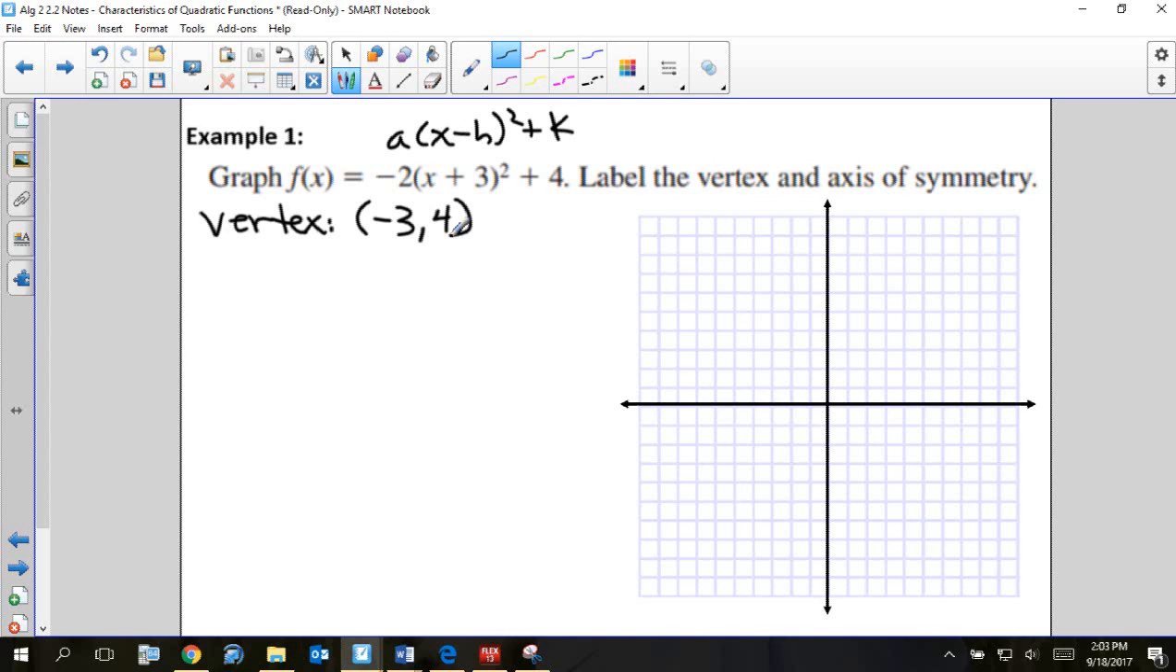Then our axis of symmetry is always, if you say it, if you participate, you're going to remember it better. And this is stuff you have to have memorized. So the axis of symmetry is always x equals, and then for this one it is what? -3.